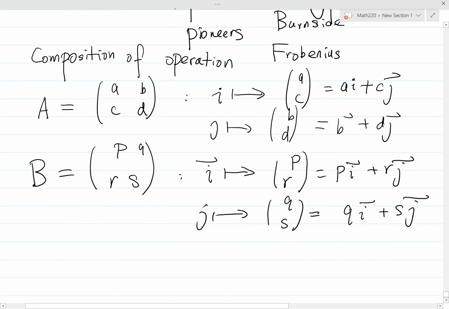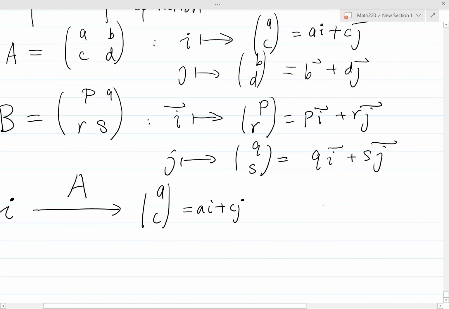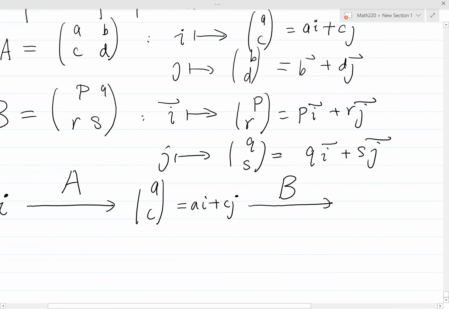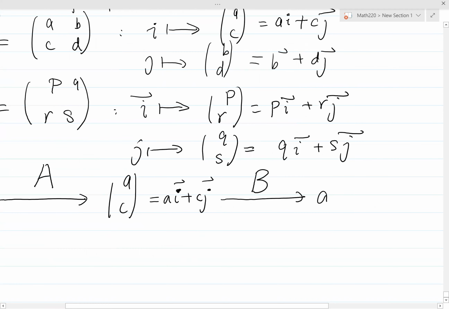Now, what's the composition? Let's do the composition. What is i? Under this map A, i is mapped to (a, c), which is a i plus c j. Now we plug this output into B. Then we get, the linear coefficients do not change, i corresponds to the output of i. What is the output of i under the operation of B?